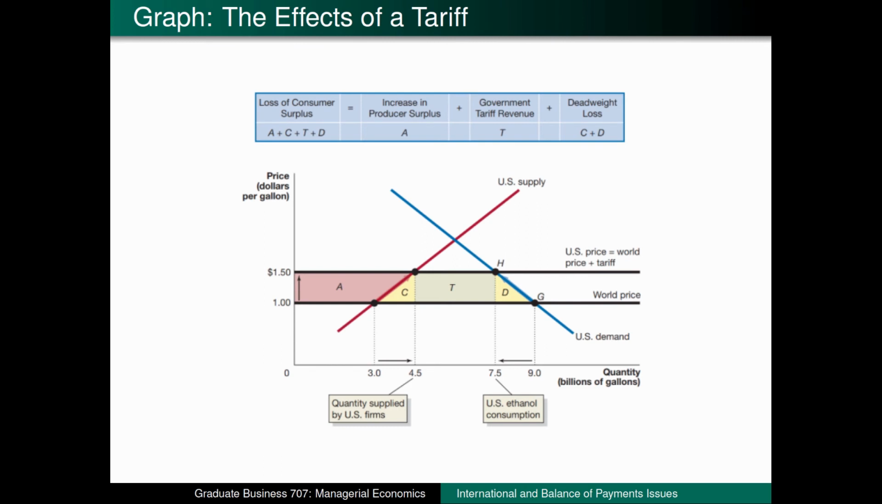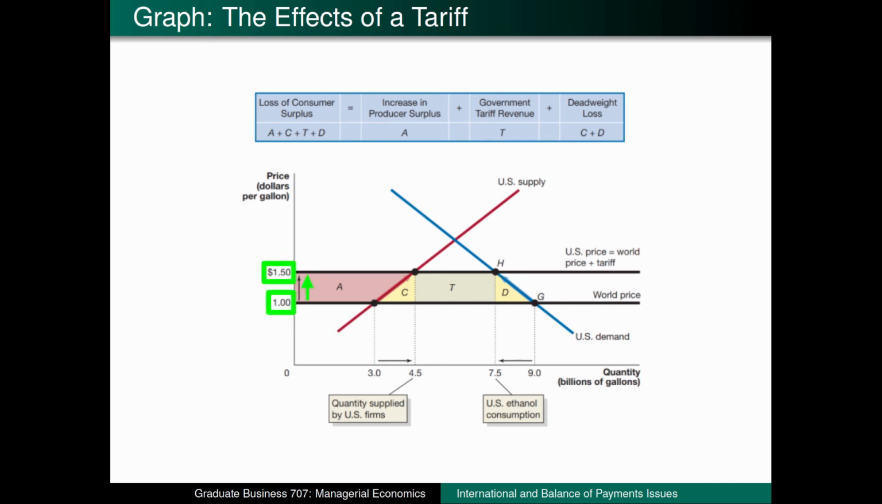The new twist to this graph compared to the earlier graph is that we've now got the 50-cent increase in the price of ethanol due to the tariff. So at $1.50 per gallon, quantity supplied by American companies will increase from 3 billion gallons to 4.5 billion gallons. Meanwhile, consumers reduce quantity demanded from 9 billion gallons to 7.5 billion gallons. Instead of importing 6 billion gallons, we would now be importing 7.5 billion minus 4.5 billion, which is 3 billion gallons. So this tariff increased our reliance on American ethanol and reduced our dependence on foreign ethanol.